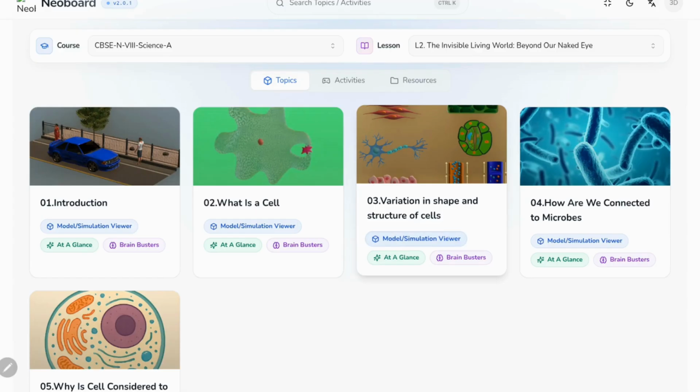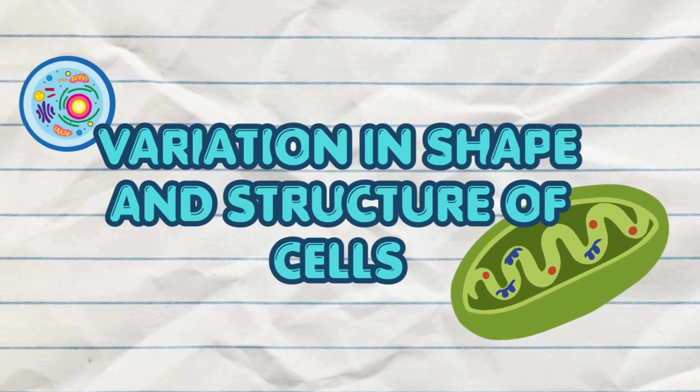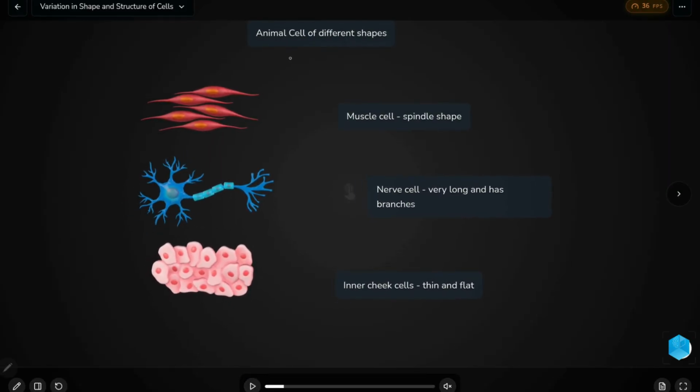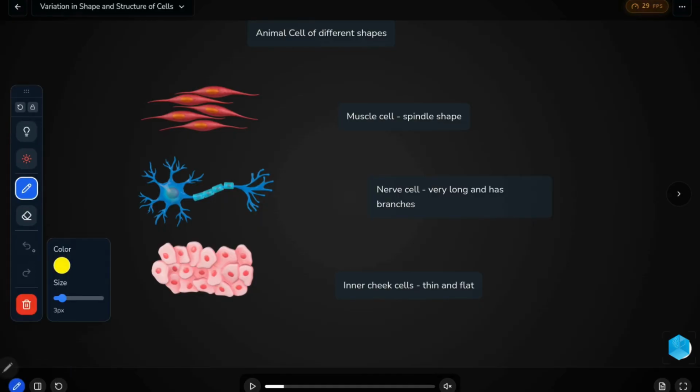In today's video, let us study about variation in shape and structure of cell. Now, if we try to see the variations, let us see first the different shapes of animal cell. Here you can see animal cells are of different shapes.